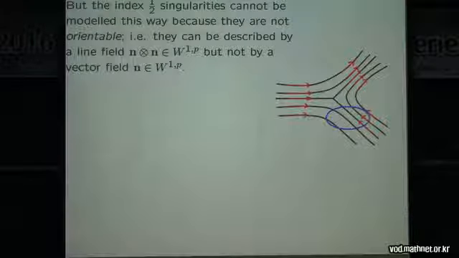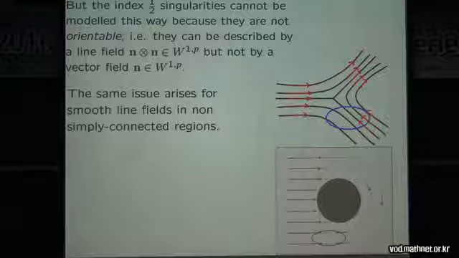Now the index 1/2 singularities can't be modeled that way because they're not orientable. They can be described by a line field, but not by a vector field. So here you see the problem. If you imagine that you have this double-headed arrow that's parallel to this, now if you try to orient it, you have to make some kind of choice, and then it means you go up here, and that means you're going up here, but that means you're going down here, so you've got a kind of contradiction in this region, so you can't orient it. And the same thing arises for smooth line fields in non-simply connected regions.